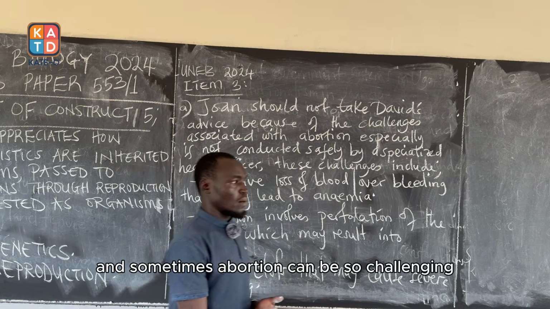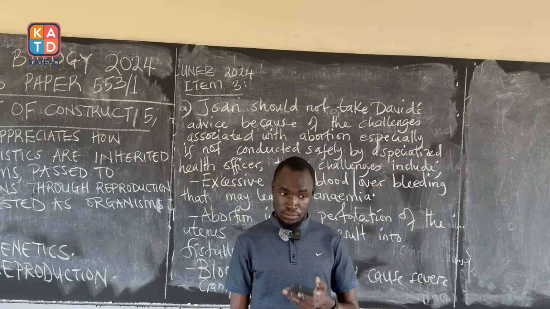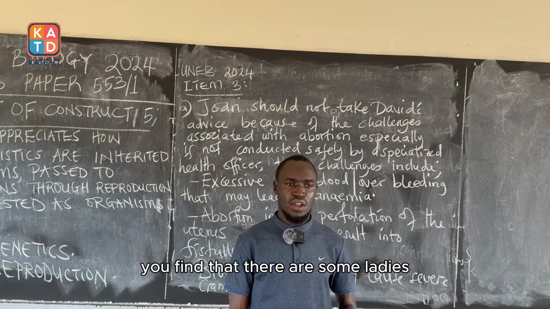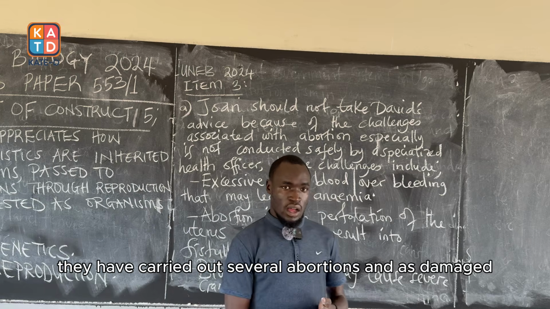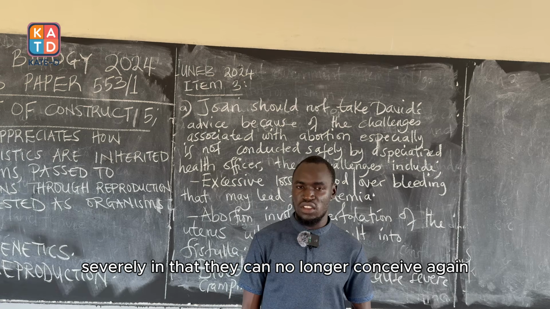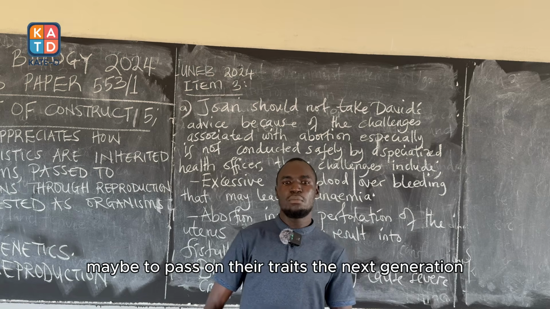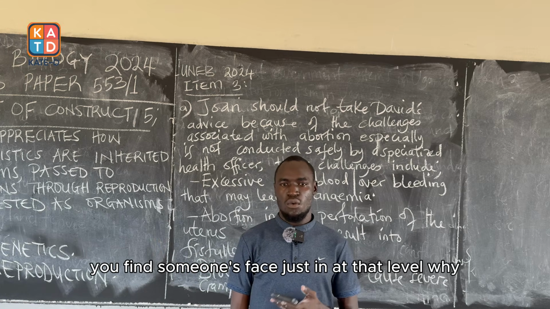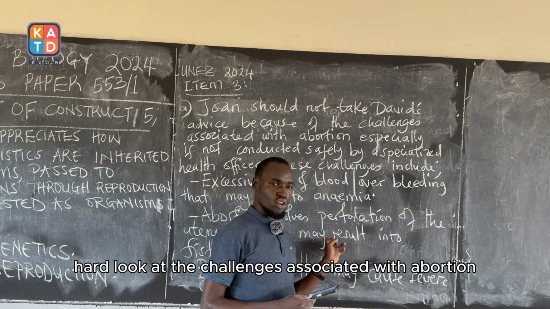And sometimes abortion can be so challenging in that someone may lose their ability to conceive again. You find that there are some ladies who have failed to conceive again. They are now considered barren. Why? They have carried out several abortions and it has damaged their uterus severely in that they can no longer conceive again. Someone may even lose that womb and they have no chance to conceive again, maybe to pass on their traits to the next generation. You find someone's traits just end at that level. Why? Because of abortion. So you just simply have to look at the challenges associated with abortion.